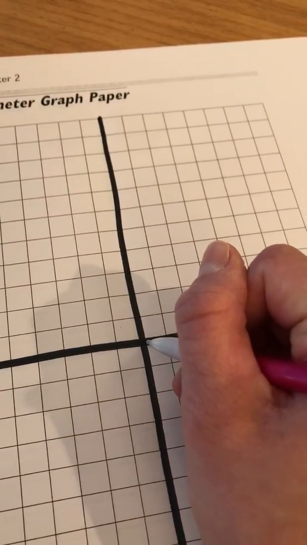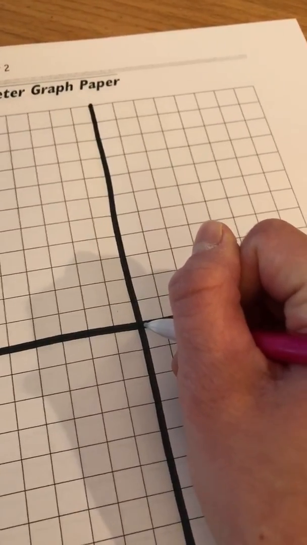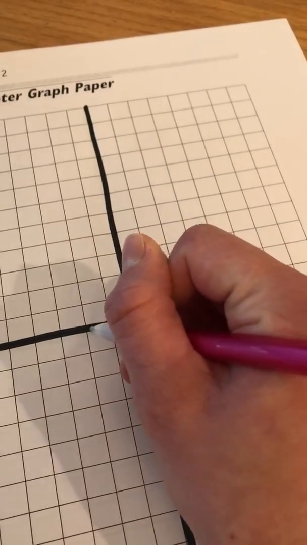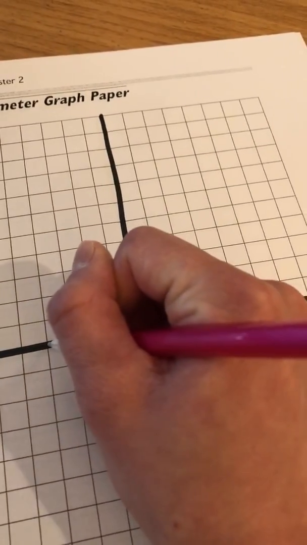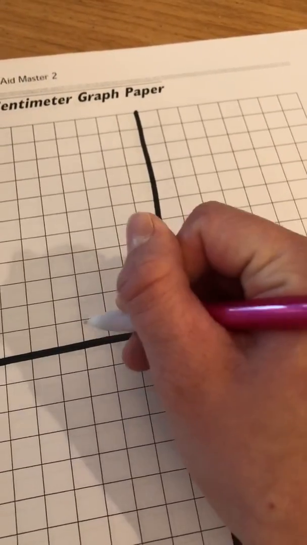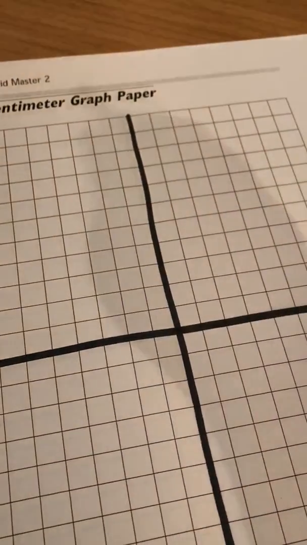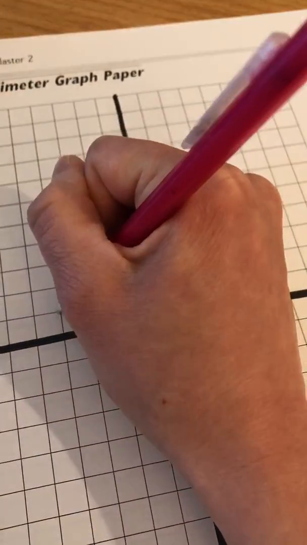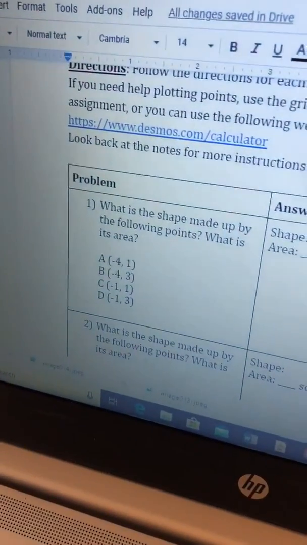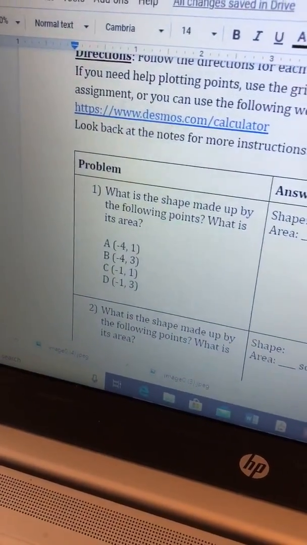So I'm going to go over to my grid here, and I'm going to start at the origin, which is here. -4 is the first number, so I'm going to count to the left, 1, 2, 3, 4. It was negative, so I went left. And then the second number is +1, so I'm going to go up 1, and I'm going to label that point as letter A.